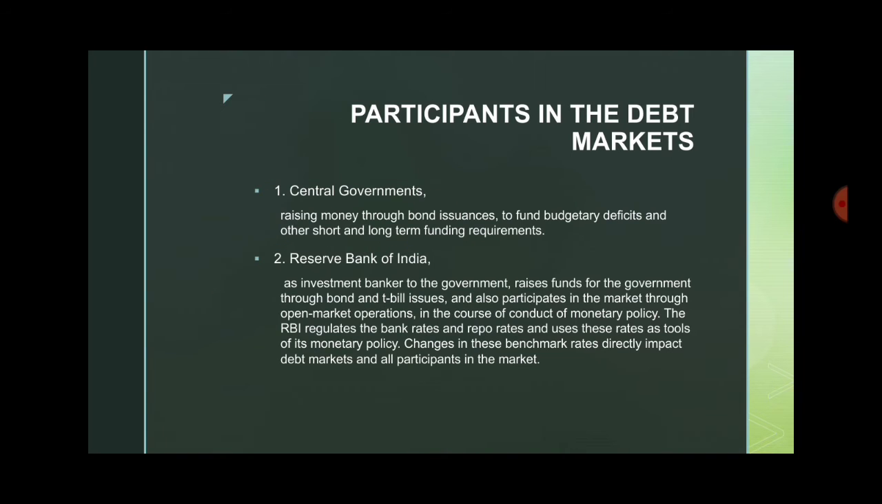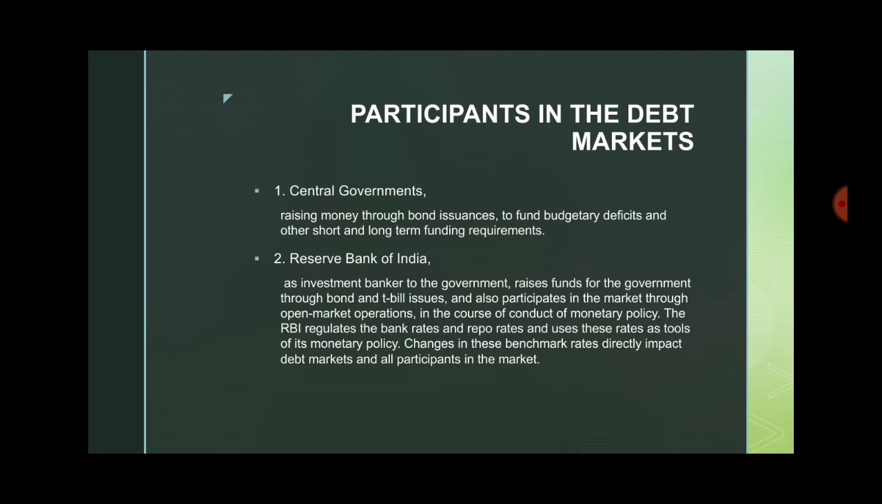Next we are going to discuss the participants in the debt markets. The first one is the central government. The central government issues bonds to raise funds for development or to compensate the fiscal deficit. In order to balance the fiscal deficit, the government will issue bonds to raise funds from the public.